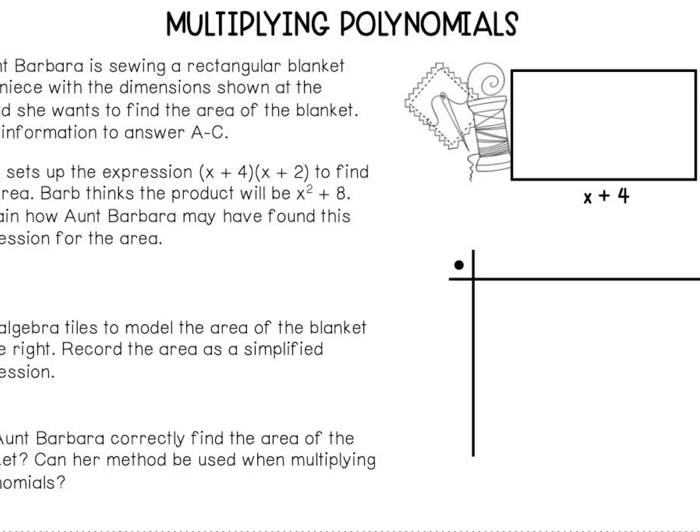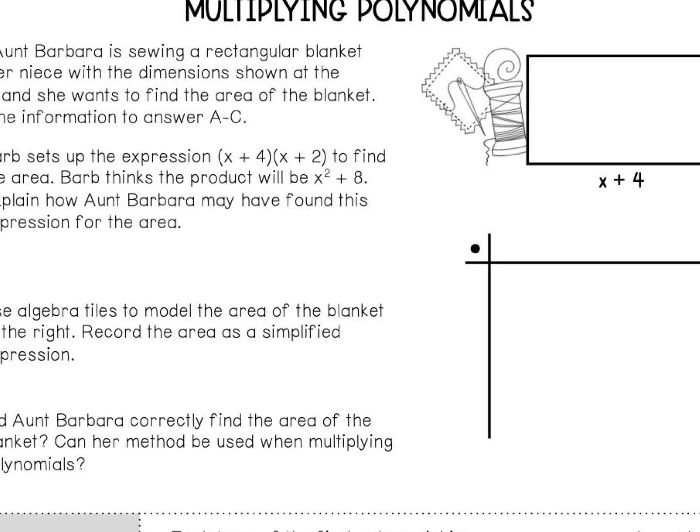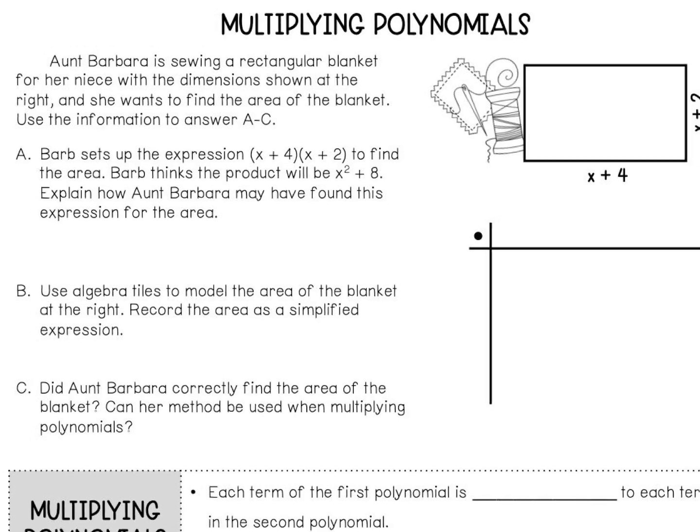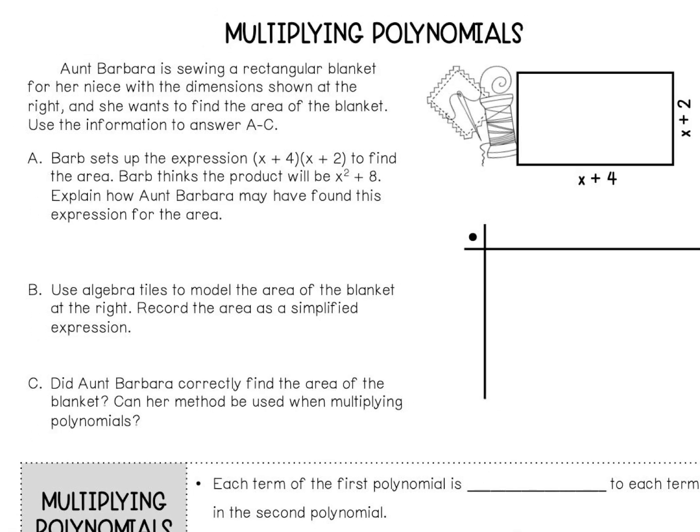All right, so Aunt Barbara is sewing a rectangular blanket for her niece, and the dimensions are shown at the right. She wants to find the area of the blanket. We're going to use this information for A through C. She sets up the expression. She's multiplying the sides. This is different from our warm-up where we added them all because that was perimeter. Remember, area is multiplying.